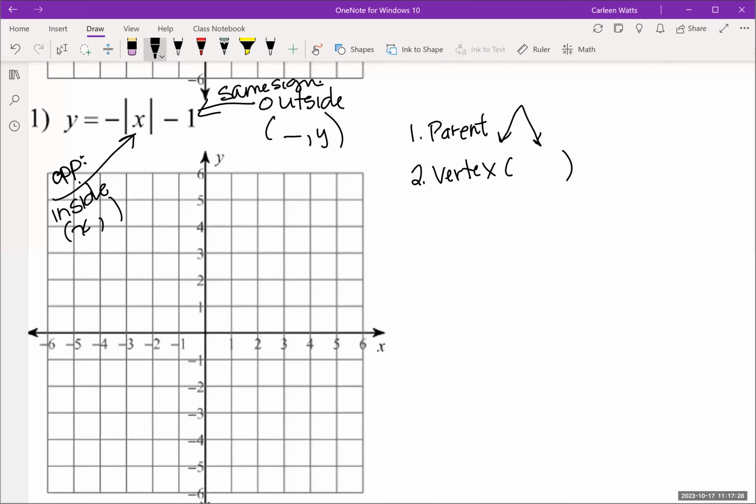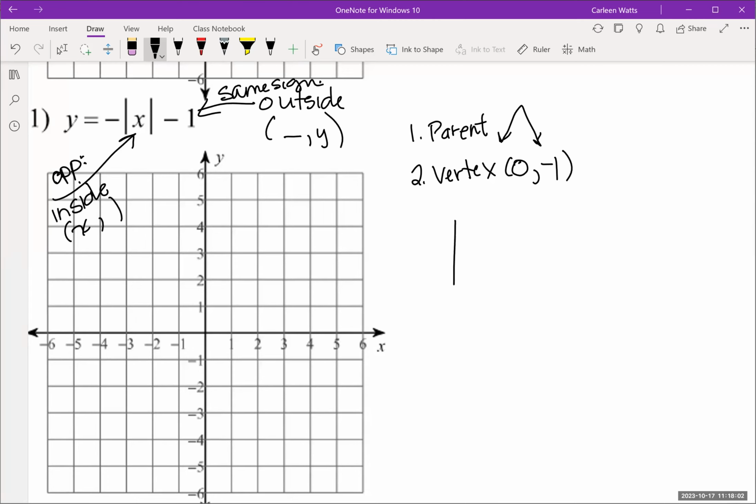Okay, let's take a guess. What do you guess the vertex is going to be? Okay, Zoomers, take a guess. What do you guess the vertex is going to be? There you go. The X coordinate is going to be 0. The Y coordinate is going to be -1. Opposite of 0 is 0. The outside number is the Y and the sign does not change.